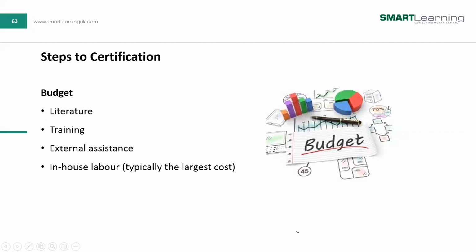As you can see, it is typically the largest cost to use in-house labor because you'll be taking people off their normal duty. I've done a project once before where we had to work with internal people, and they absolutely gave us a dedicated building for us to work on the project. Yeah, so in-house labor is typically the largest cost.